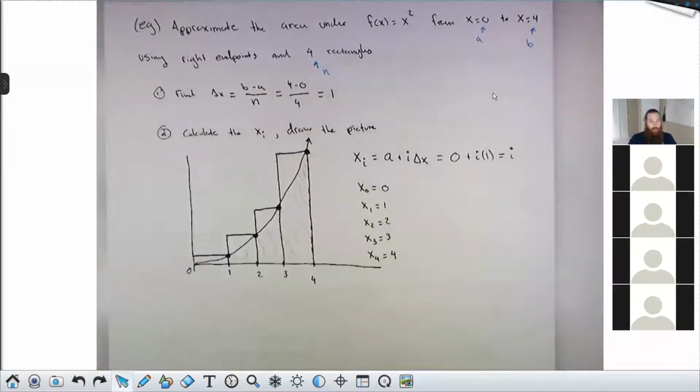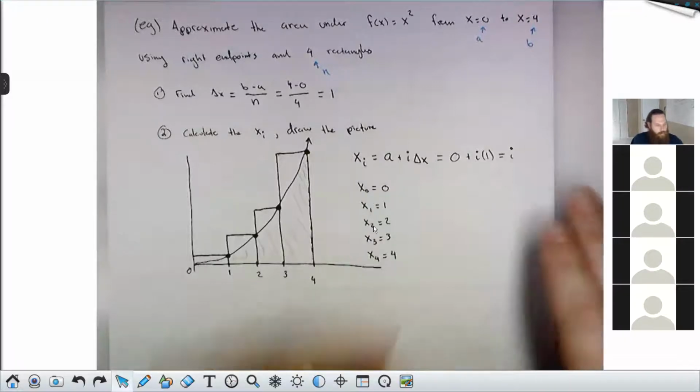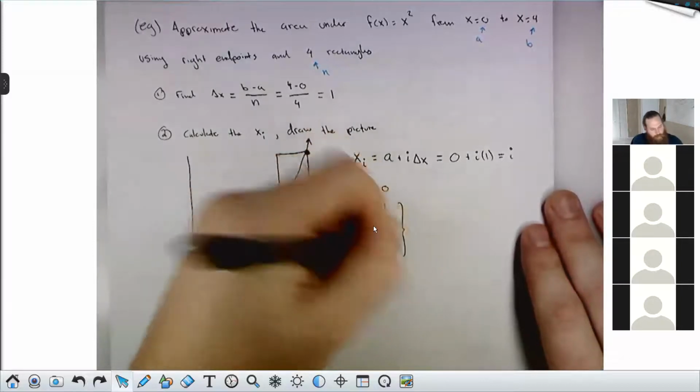You notice that I have one more of these xi's than I have rectangles. So one of these is not going to be used in this right endpoint calculation. x0 is not the right endpoint of any of these. So these are the ones that we will use for R4.